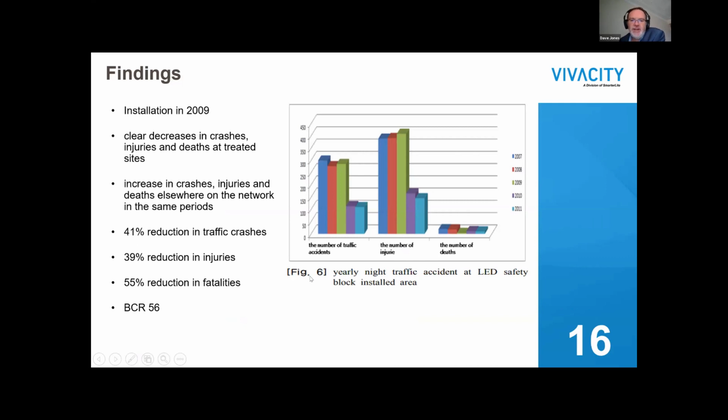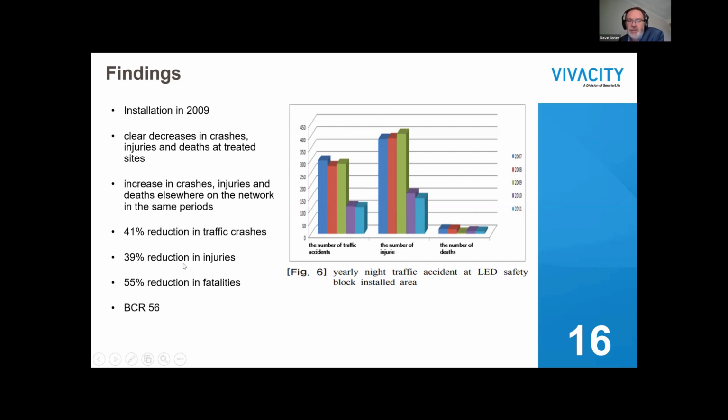Looking at crashes, this chart sums it up quite nicely. The installations were in the latter part of 2009. There was a clear decrease in crashes post-installation, a decrease in crashes, injuries and deaths at the treated locations, and the study looked at crashes elsewhere in the city and the country and found there were overall increases at other locations across the country. So at these specific sites, there was a 41% reduction in traffic crashes, 39% reduction in injuries, and 55% reduction in fatalities.